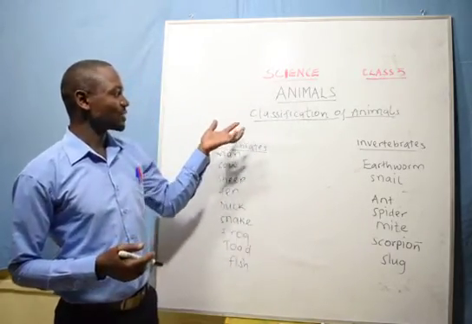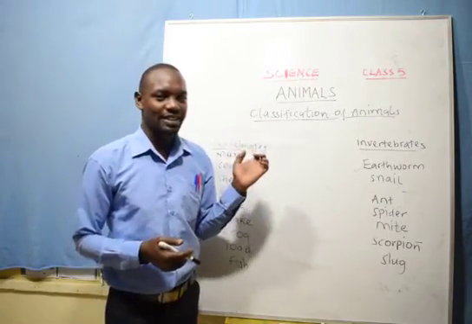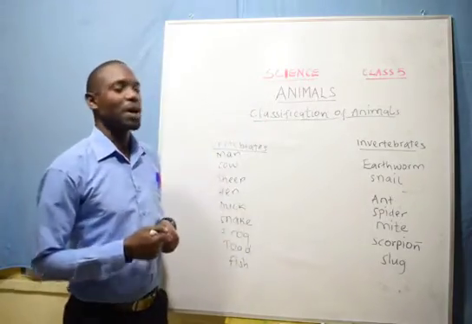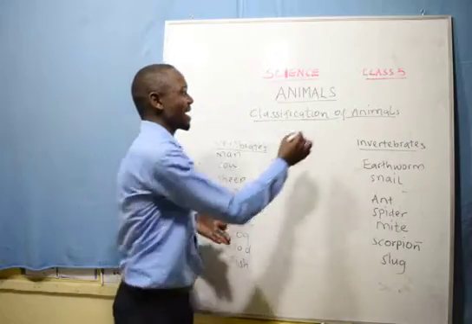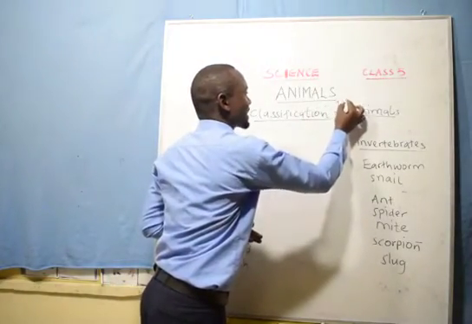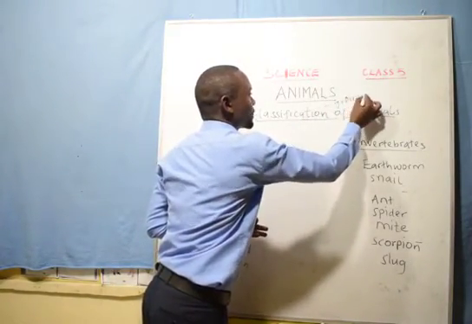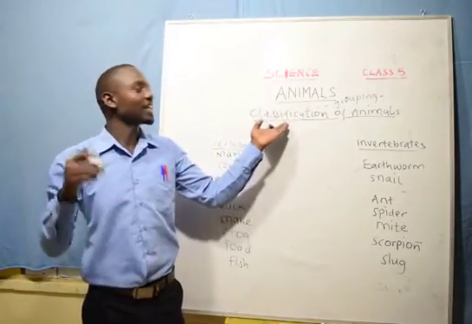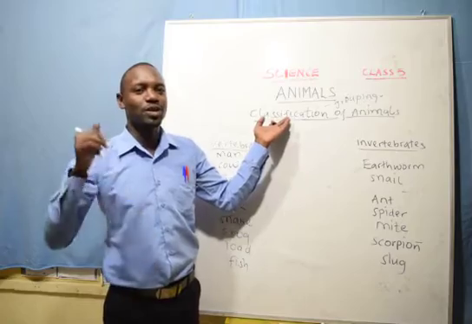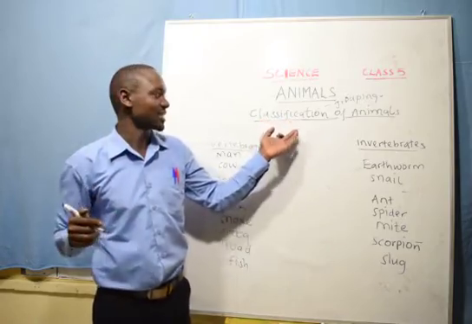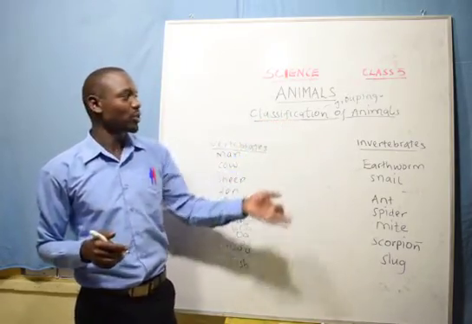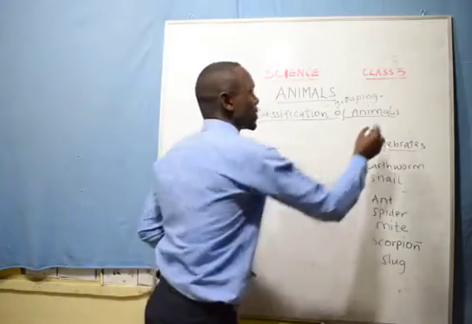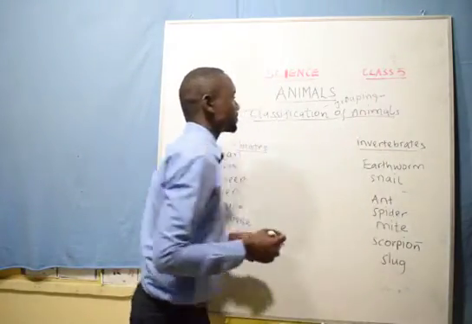In the previous lesson, we classified plants, whereby we said classification means grouping using similar characteristics. Classification is grouping. When we are classifying plants, we say classification of plants is grouping of plants with similar characteristics. Now, classification of animals is grouping animals with similar characteristics.